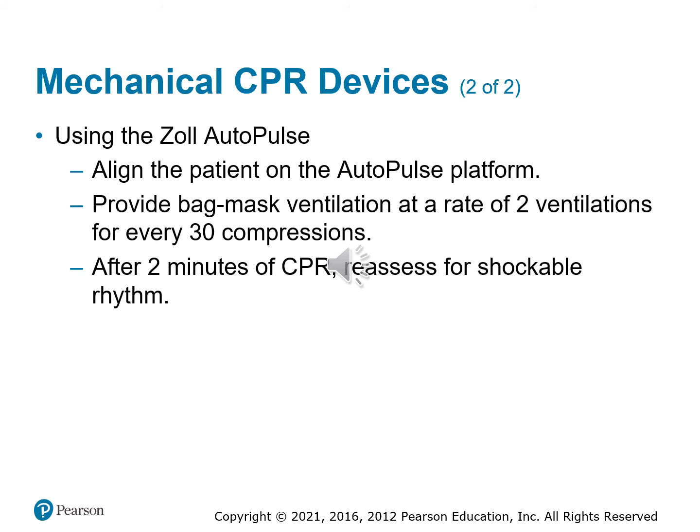Another commercial device that's out there to provide compressions is the Zoll AutoPulse. I haven't seen this in person myself, so I'm not sure how many are out there, but again, this is going to provide compressions at a very consistent rate. We need to make sure that the patient is properly aligned. Provide your bag valve mask respirations or ventilations at 2 for every 30 compressions. Again, these machines have a setting for that.